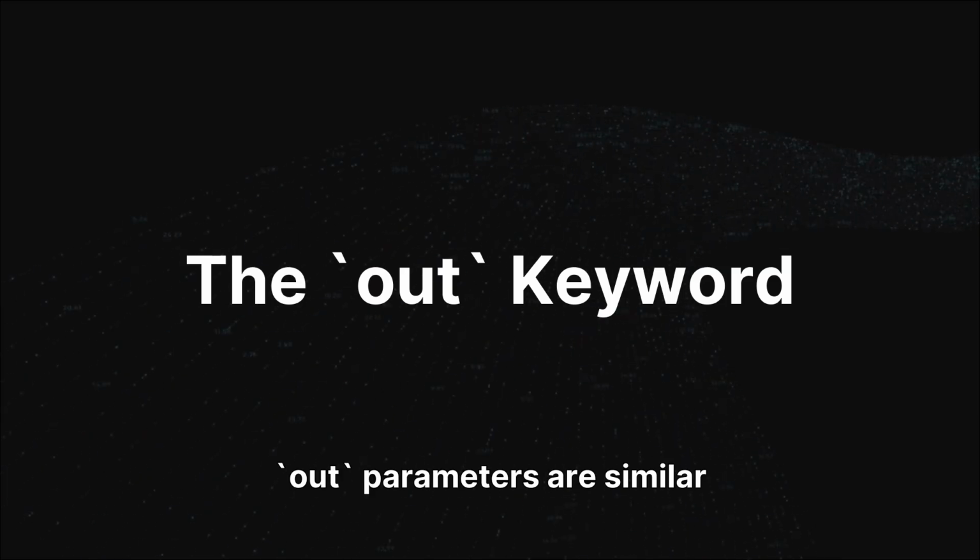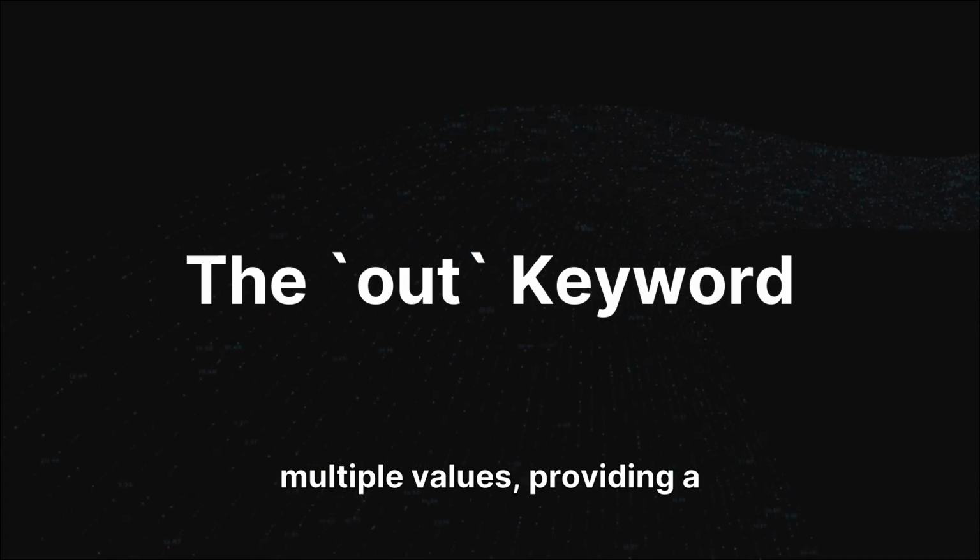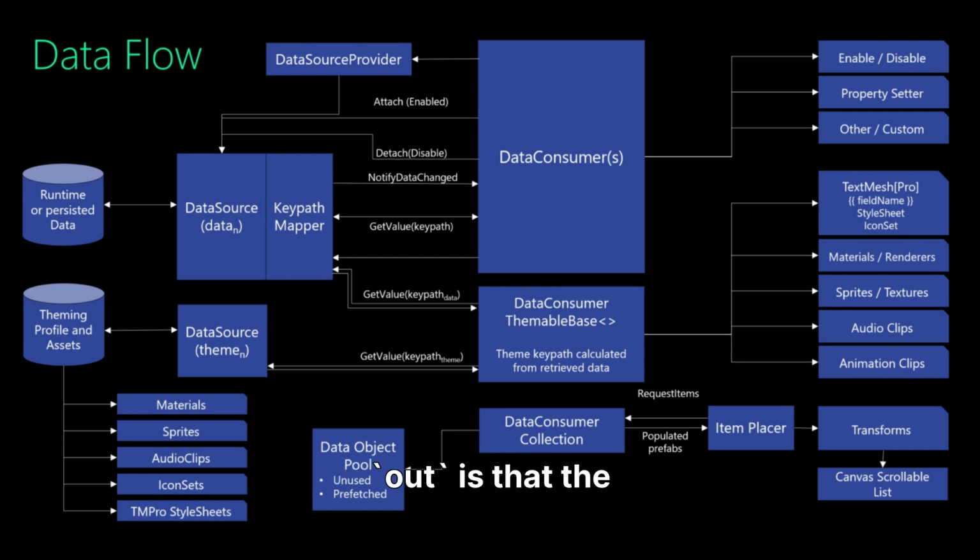Out parameters are similar to ref in that they also pass by reference, allowing a method to modify the original variable. However, out parameters are specifically designed for methods that need to return multiple values, providing a clean and efficient way to achieve this. The key difference with out is that the variable passed as an out parameter does not need to be initialized before being passed to the method. Instead, the method must assign a value to the out parameter before it returns. This guarantees that the variable will have a defined value after the method call, making it suitable for outputting new data.